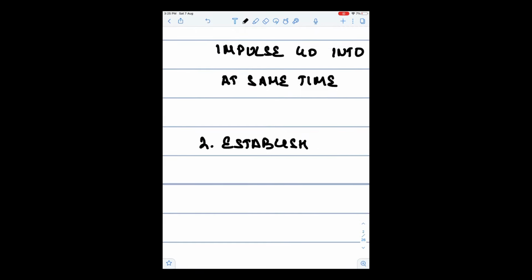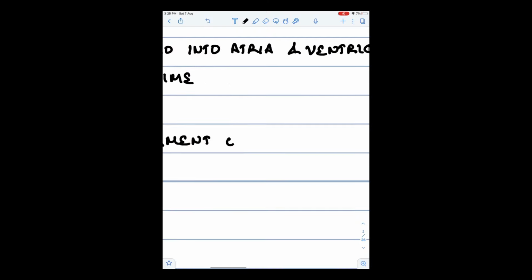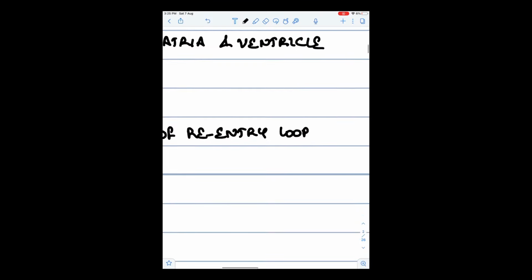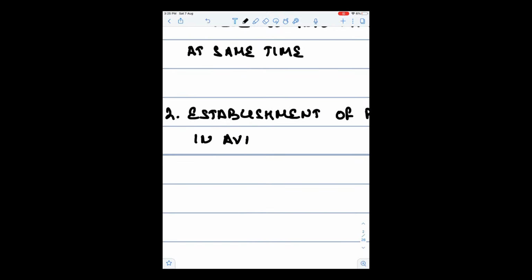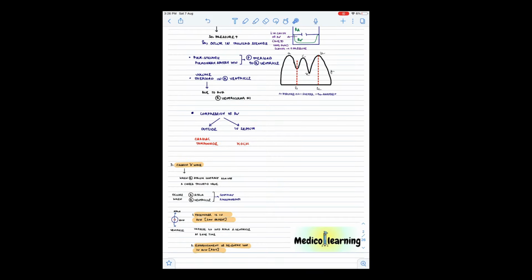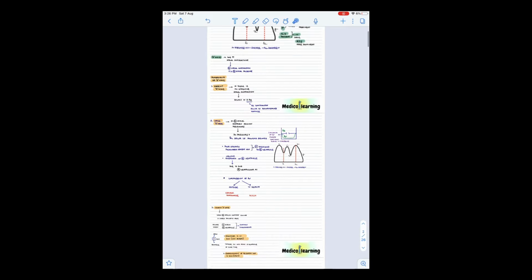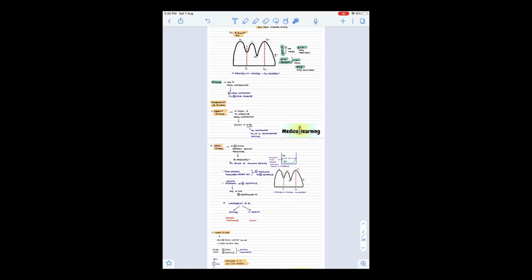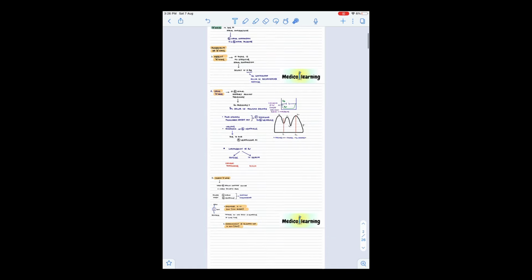As the impulses are going simultaneously into the atria and the ventricle, atria and ventricle contract at the same time. The second point is establishment of the re-entry loop in the AV node. It occurs in cases of PSVT, paroxysmal supraventricular tachycardia. There is a formation of the loop in the AV node. Here also, atria and the ventricles are contracting at the same time, leading to the production of Cannon A waves. Cannon A wave is important here.